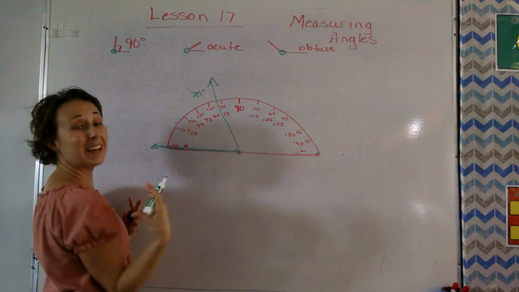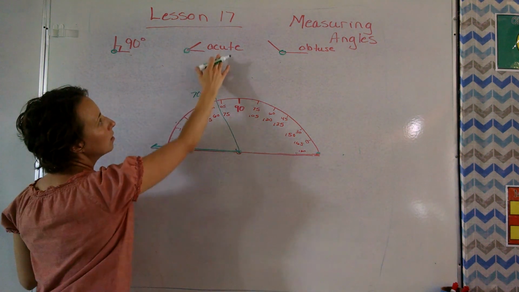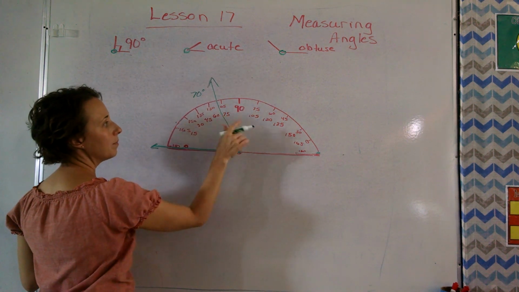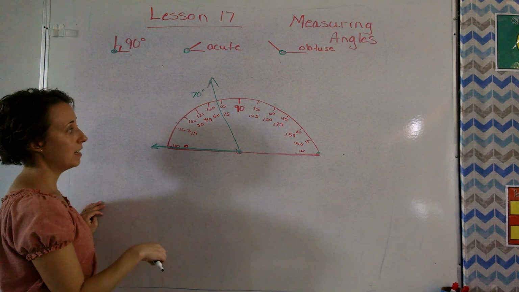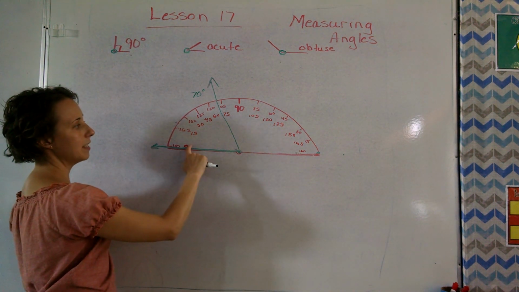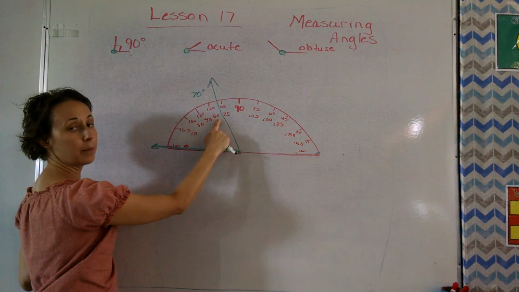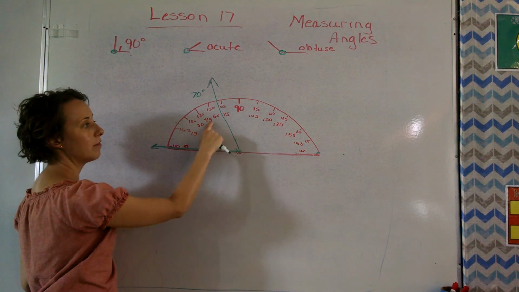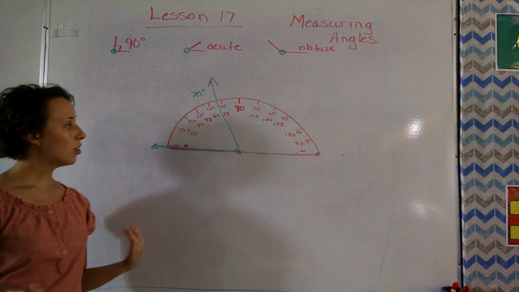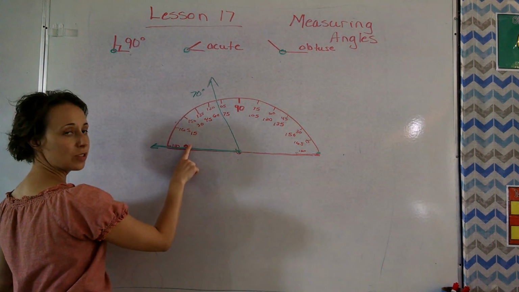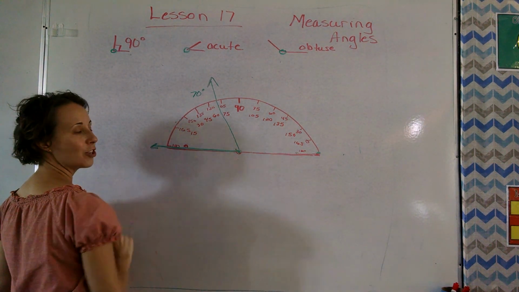When I look at it, I think that's an acute angle, so it's less than 90. 70 degrees makes sense as an answer because it is less than 90. And I started at my 0 and used that set of numbers. In this case, it's the inner set of numbers. When you get your protractors tomorrow, be ready to look at which set of numbers you are starting at, so you know how to measure your angles.